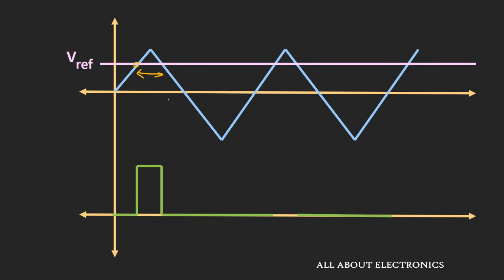Once again, when this input level goes below this reference voltage, the output of this comparator will also become low. Similarly, at this point, whenever this input signal crosses this reference voltage, again the output of the comparator will be high, and it will remain high up to this point, because after this point, again this input signal value is lesser than this reference voltage. In this way, whenever we apply this input at the non-inverting terminal, the output will be high only when your input signal is higher than this reference voltage.